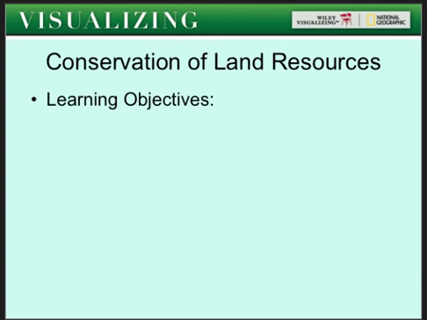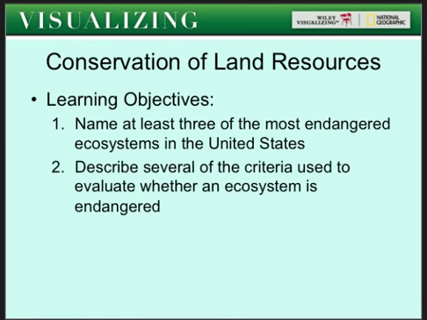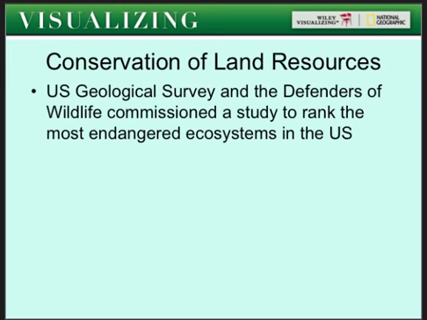Okay, let's look at conservation of land resources now. We'll name at least 3 of the most endangered ecosystems in the U.S. and describe several of the criteria used to evaluate whether an ecosystem is endangered. The U.S. Geological Survey and the Defenders of Wildlife commissioned a study to rank the most endangered ecosystems in the U.S. And they used 4 criteria.